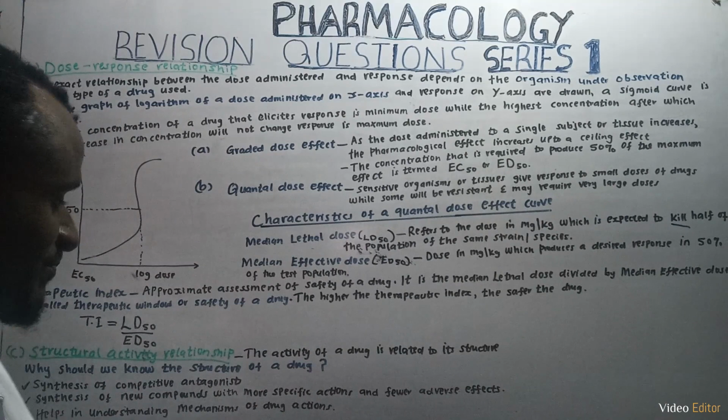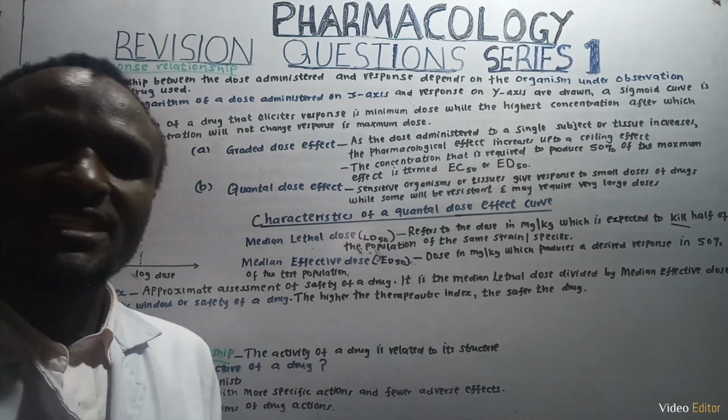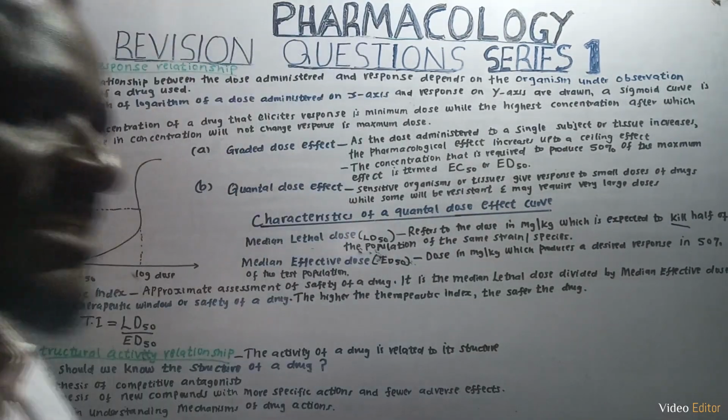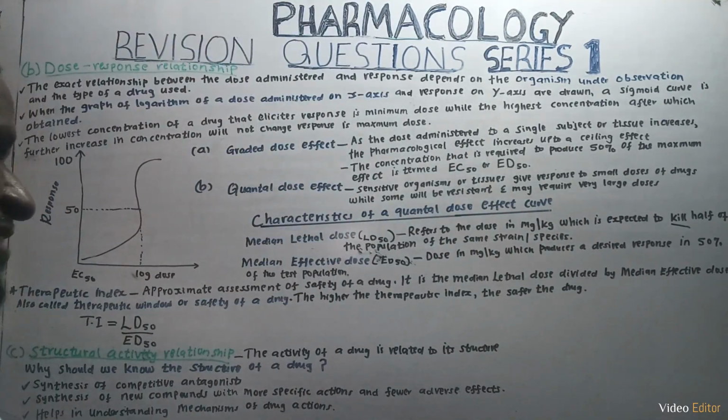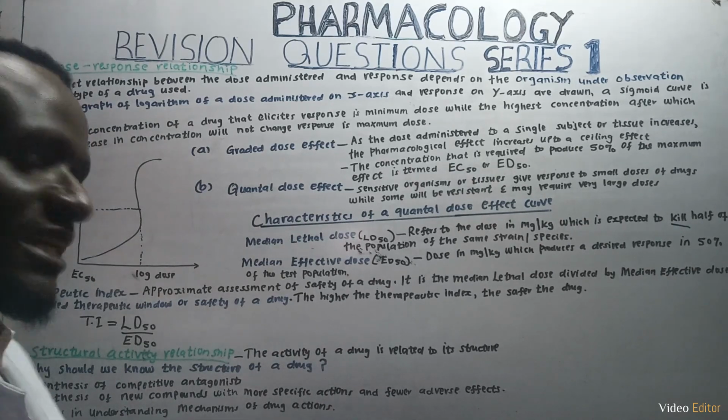So we go to another discussion of a drug under structural activity relationship. The activity of a drug is related to its structure. So why do you think we should know the structure of a drug? Number one is to synthesize competitive antagonists. Number two is to synthesize compounds with fewer adverse effects and also specific actions. Then another point is it helps in understanding the mechanism of action of a drug.